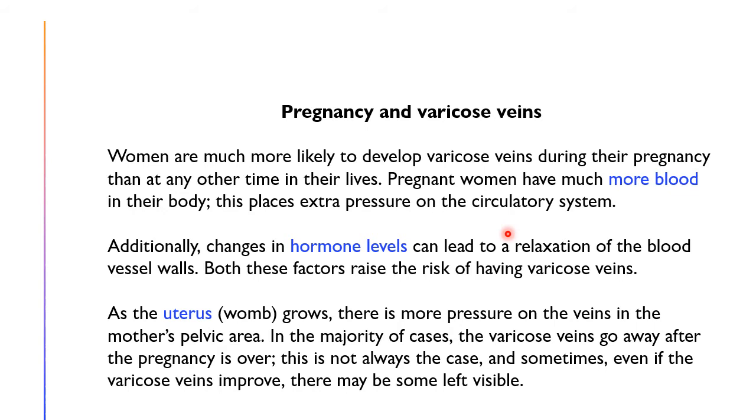As the uterus grows during pregnancy, there is more pressure on the veins in the mother's pelvic area. In the majority of cases, the varicose veins go away after the pregnancy is over. This is not always the case, and sometimes even if the varicose veins improve, there may be some left visible. So they do not completely disappear. In fact, some of them become worse after subsequent pregnancies that take place.